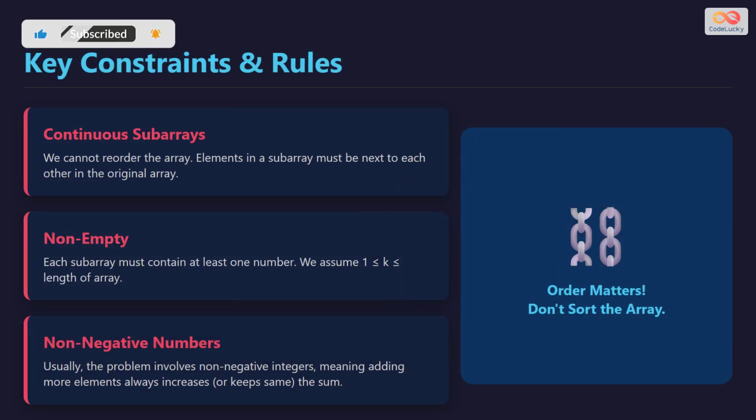There are three important rules. First, subarrays must be continuous. You cannot reorder the numbers. Second, each subarray must have at least one number. And third, typically the numbers are non-negative, which means adding more numbers to a group always increases its sum. This specific property is crucial for our solution.